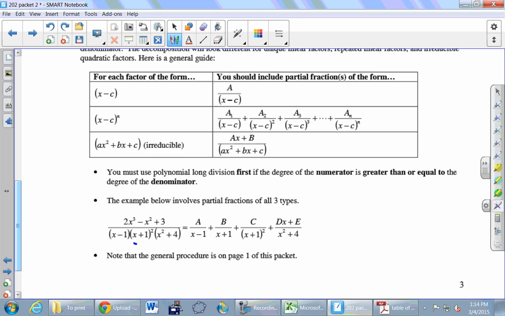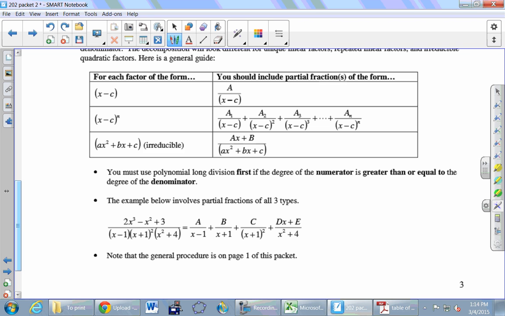But the next guy, x plus 1, is squared. And so the rule that we just saw says, okay, you put x plus 1 with a letter on top, but also you put x plus 1 squared with a letter on top. And if it had been cubed, we'd have another guy out here cubed. See it? So that's repeated linear factors.